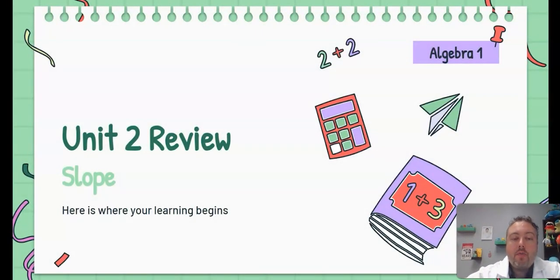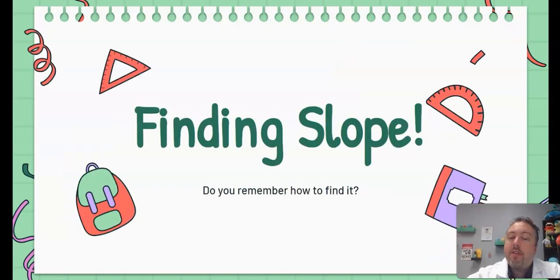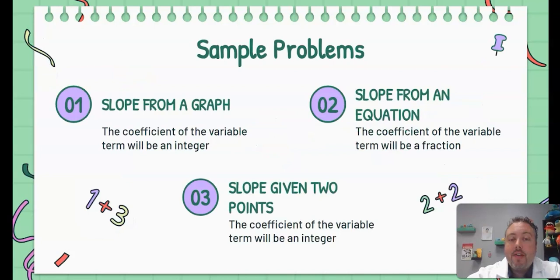So, when we look at slope, there are actually three ways to find slope. Do you remember how to find slope in those three different ways? Well, here are the ways you can find slope. You can do it from a graph, you can do it from an equation, or you can do it if you are given any 2 points that are on the line you're trying to find the slope of.